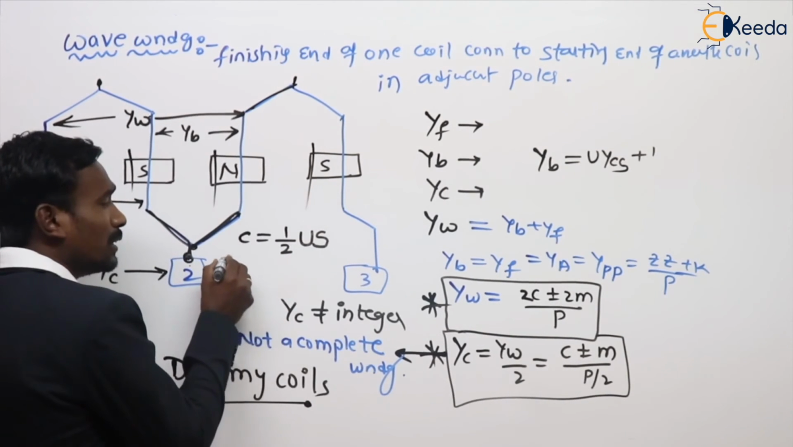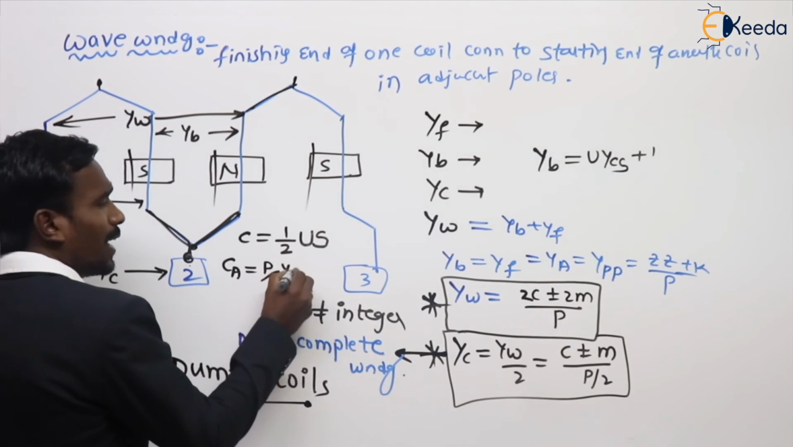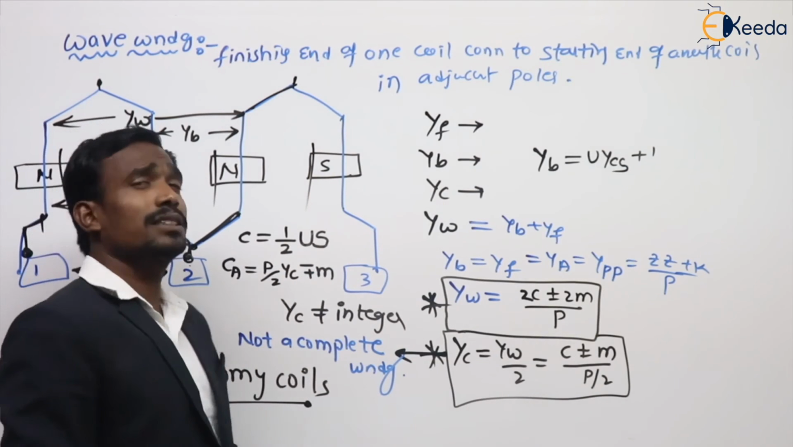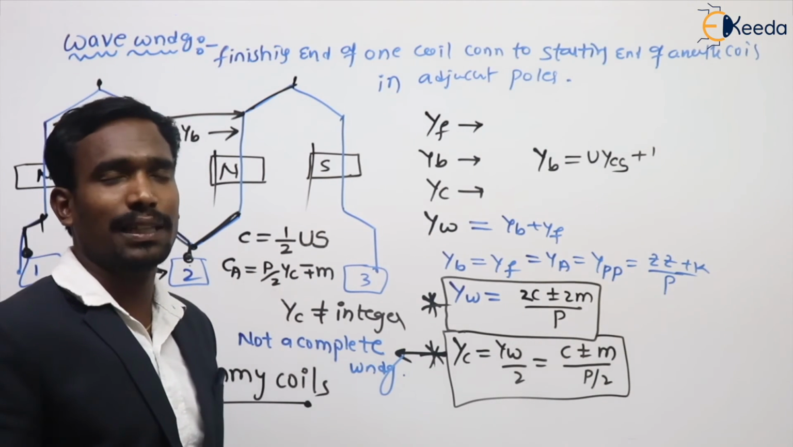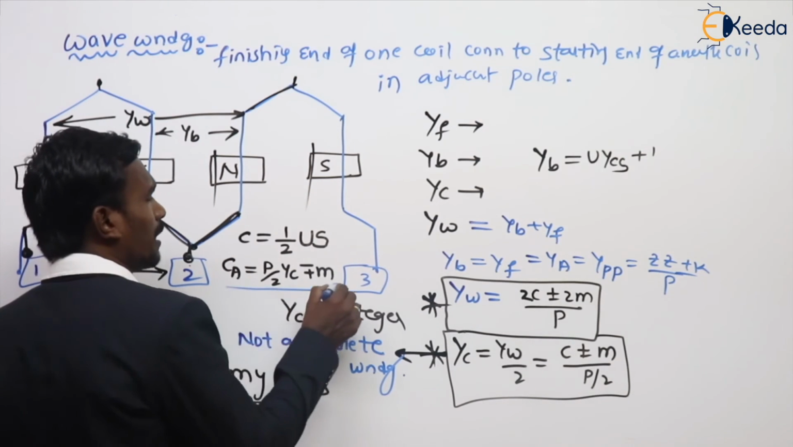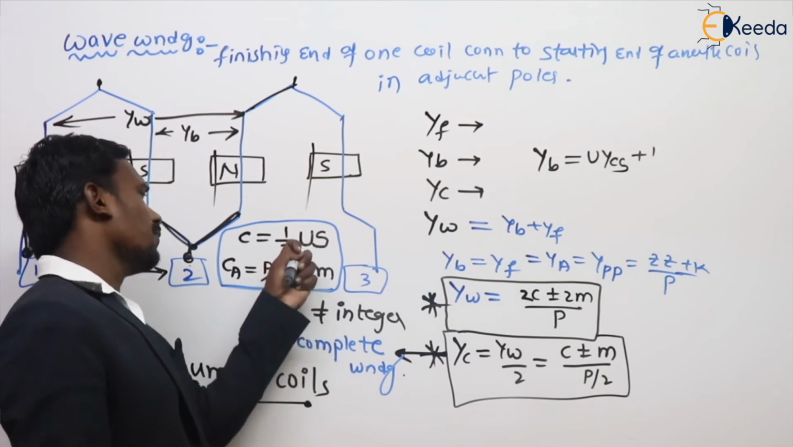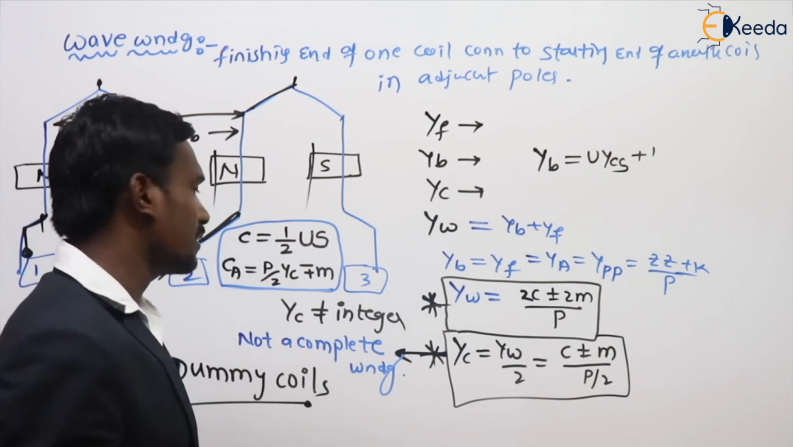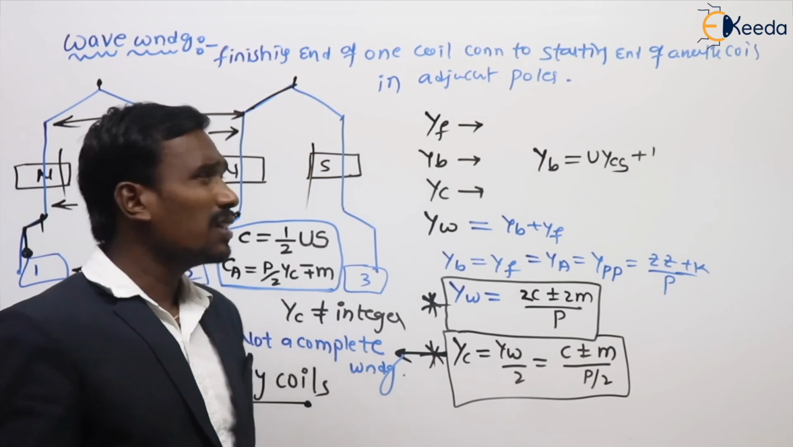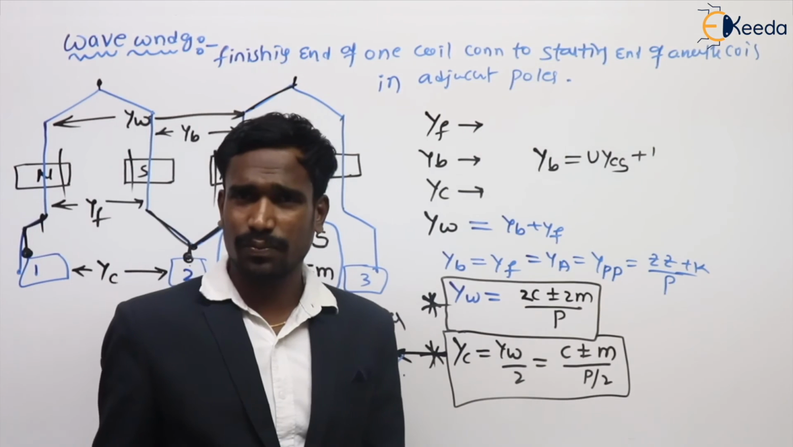So, the active number of coils is equal to P by 2 YC minus or plus M: minus for progressive, plus for retrogressive, M is 1 for simplex, 2 for duplex, like that. This is the total number of coils, this is the active number of coils. If you want the dummy coils, the total number of coils minus the active number of coils gives us the dummy coils. This is simply about the wave winding of our machine.